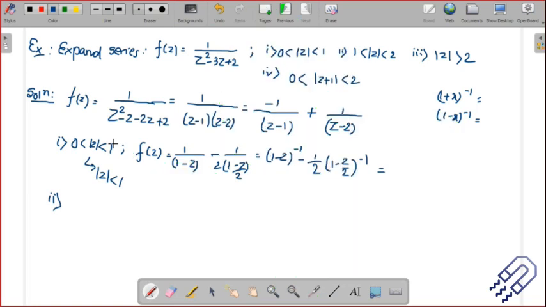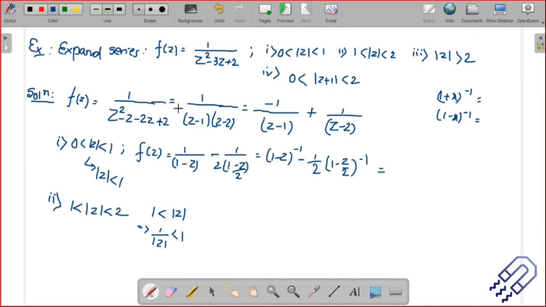Okay, in the next one we have to understand a few things and then only we will proceed with the expansion. So z is less than 2. Here you observe two things. First thing, 1 is less than modulus of z. What does it imply? It implies that 1 divided by modulus of z would be less than 1.